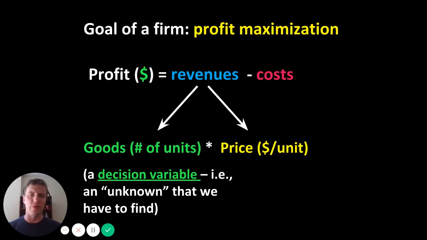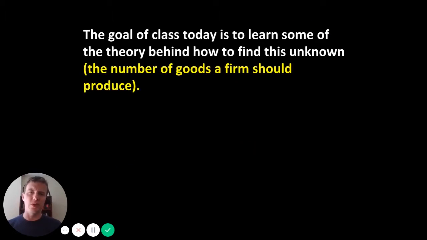We're also going to assume that the number of goods that we produce, or the number of units, is somewhat unknown. It's a decision variable. In other words, if we're trying to maximize profits, the amount of profits we can produce is itself a function of the number of units that we choose to produce. And today we're really going to focus on some of the classical microeconomic theory behind how to choose the number of goods a firm should produce, considering the fact that we have this objective of maximizing profits.